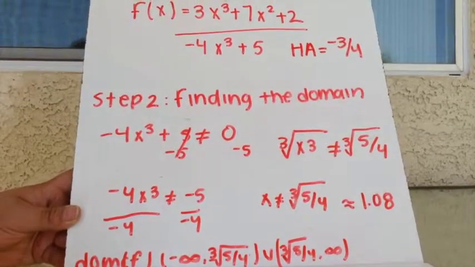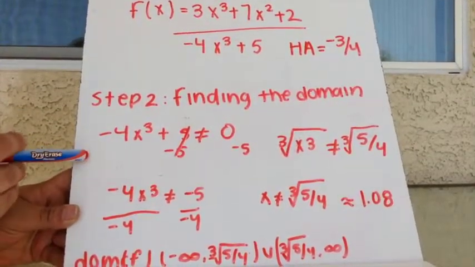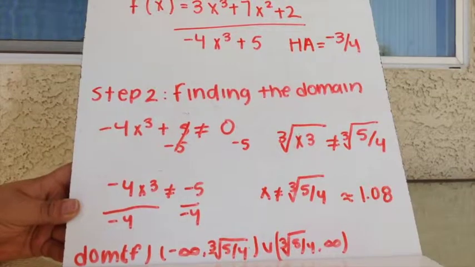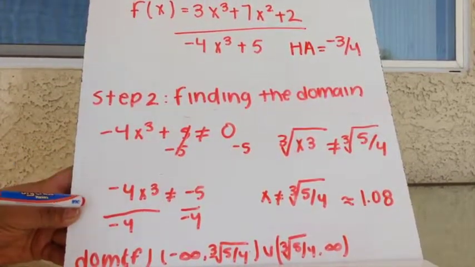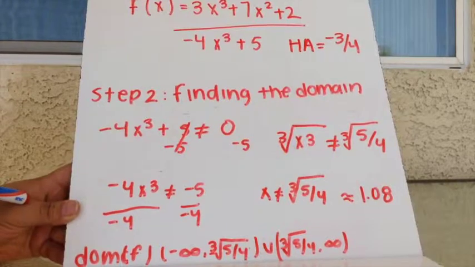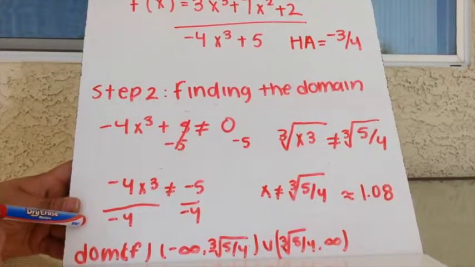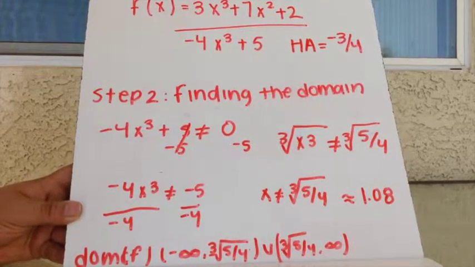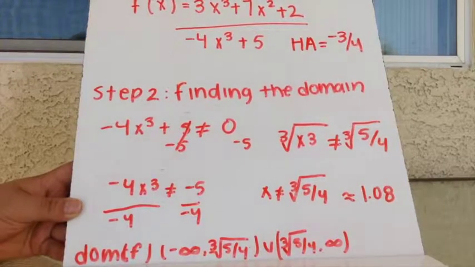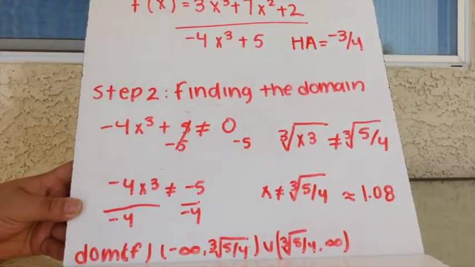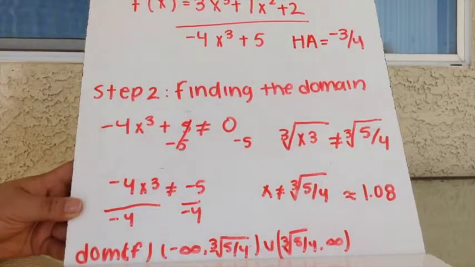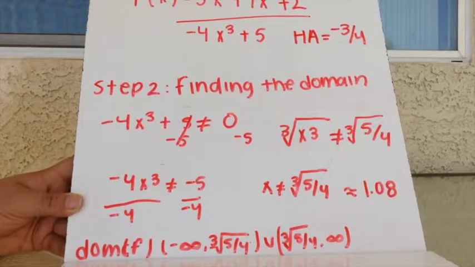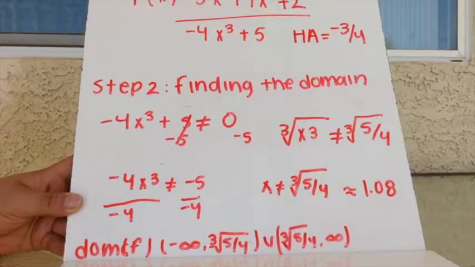So step 2 is finding the domain. To find the domain, you just set your denominator not equaling 0, which is negative 4x cubed plus 5, and you just not equal it to 0. By doing that, you subtract 5 from both sides, which gives you negative 4x cubed not equaling negative 5. Then you divide by negative 4 on both sides. Then you get x cubed not equaling 5/4. And you will get x not equaling the cube root of 5/4, and your domain will be negative infinity to the cube root of 5/4, union the cube root of 5/4 to infinity.